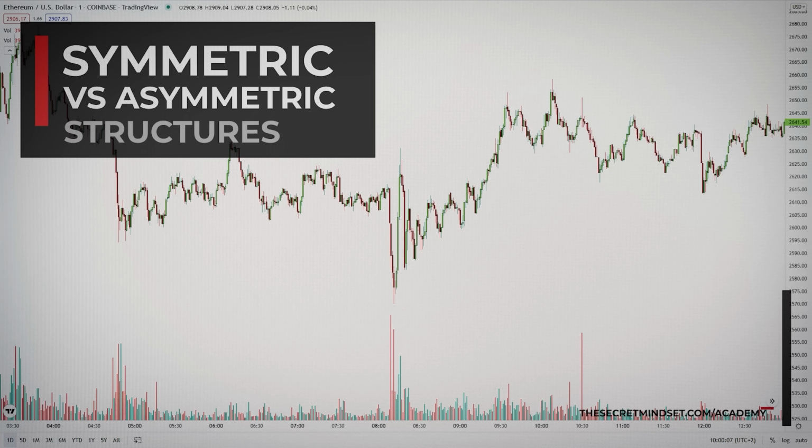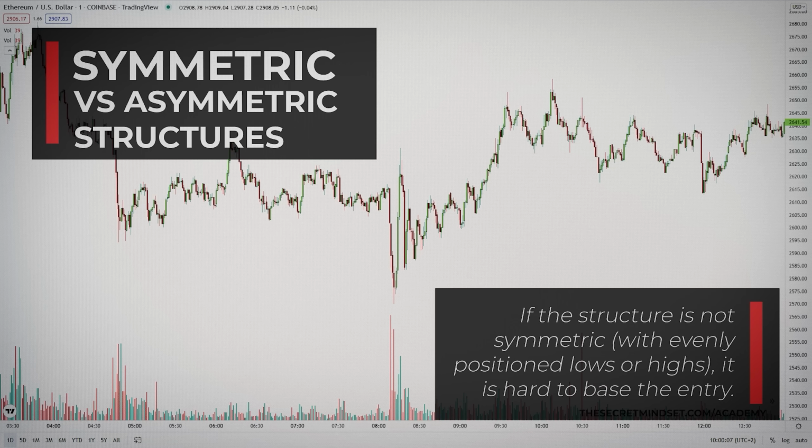If the structure is not symmetrical, with evenly positioned lows, it's hard to base the entry. That is why I prefer to trade structures that are clean and symmetrical. This allows precise entry conditions across all trades.